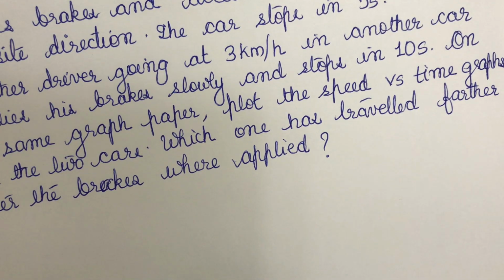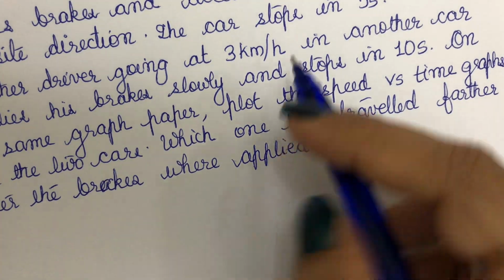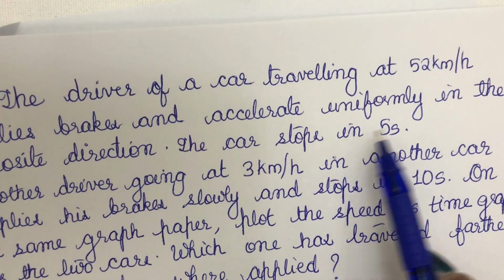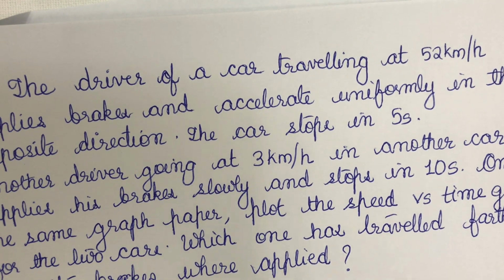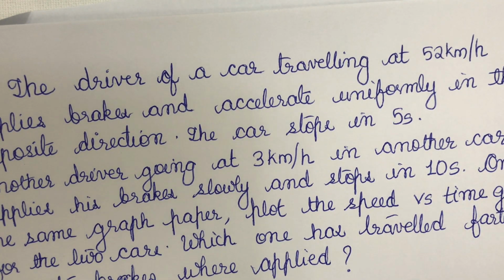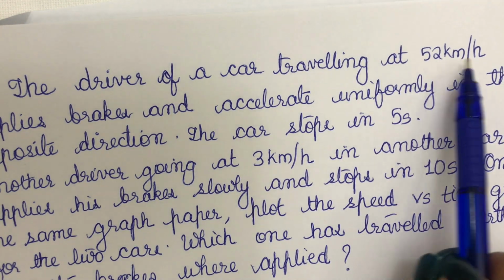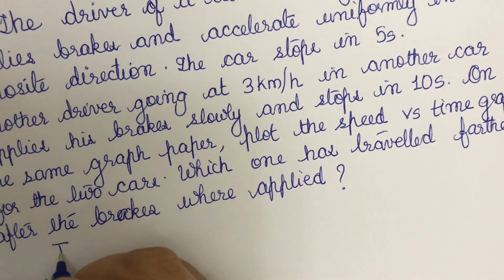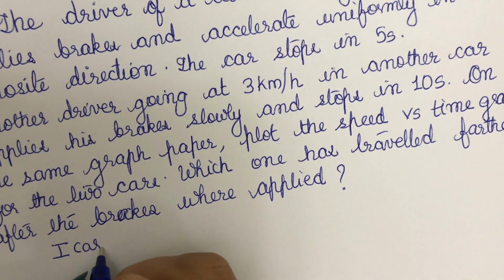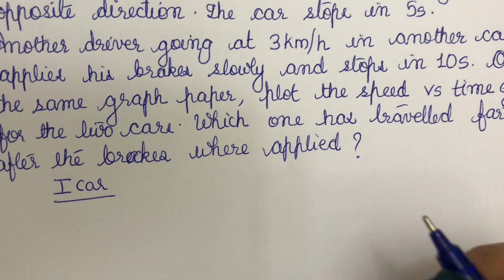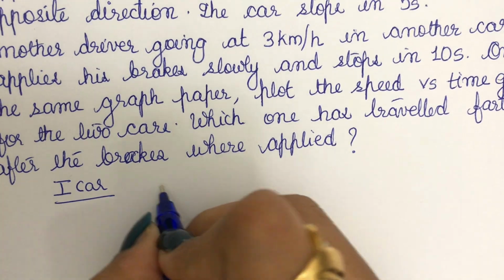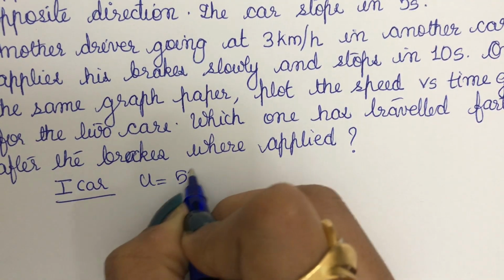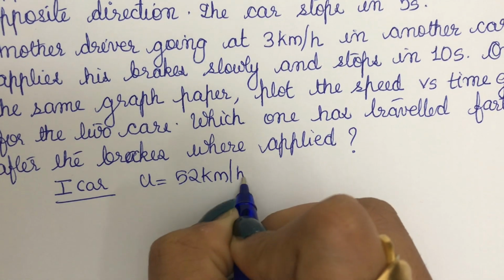So what is given? The car traveling at 52 km per hour applies brake. So the speed will decrease and it will go to rest, okay? So driver of a car traveling 52 km per hour. First car I'll write. Then it's traveling at, so u is 52 kilometer per hour.